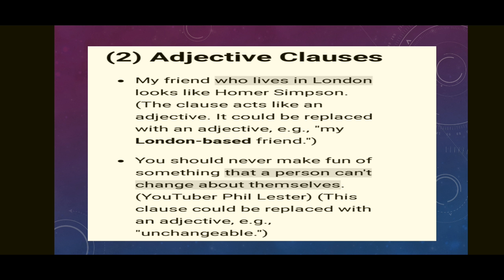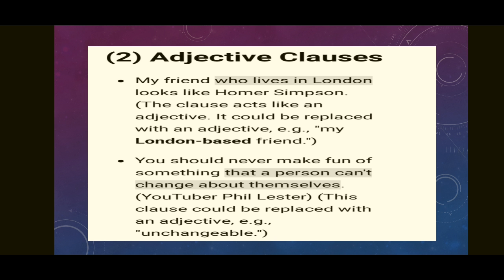Here are a few examples on your screen. My friend who lives in London looks like Homer Simpson. The clause acts like an adjective. That means we're describing the quality of a noun. It could be replaced with an adjective. Example, my London-based friend.